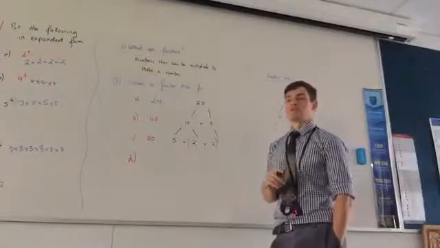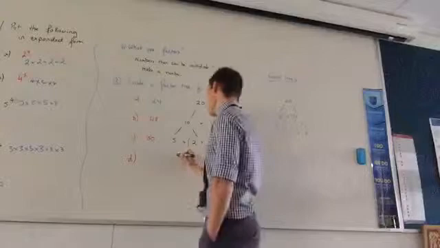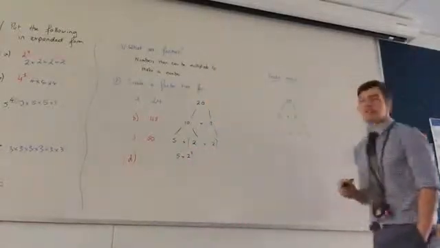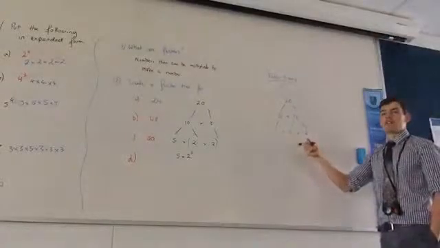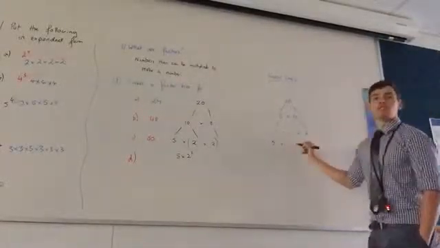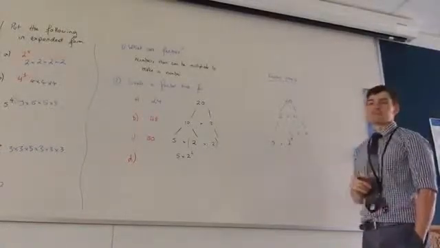Will? 2 and then 2. Yep, so 5 times 2 to the index 2. Happy with that? What about over here? How would I write that? 5 times index 2.